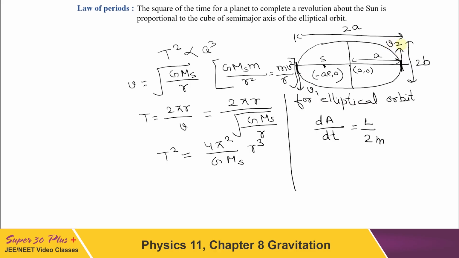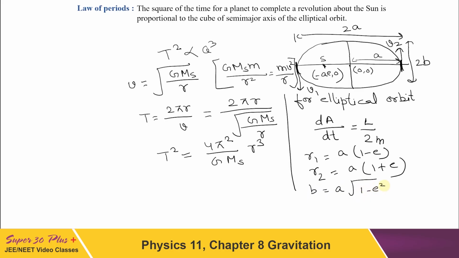We can write R1 to be equal to a(1 minus e). This is from the property of ellipse. Similarly, we can write R2 to be equal to a(1 plus e), where e is eccentricity. Now, from geometry we know that the relation between semi-major axis and semi-minor axis can be written as b is equal to a root under 1 minus e square.